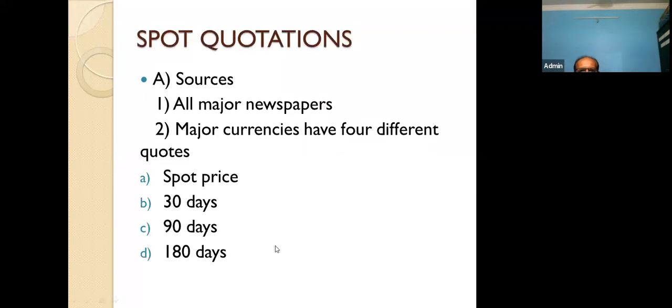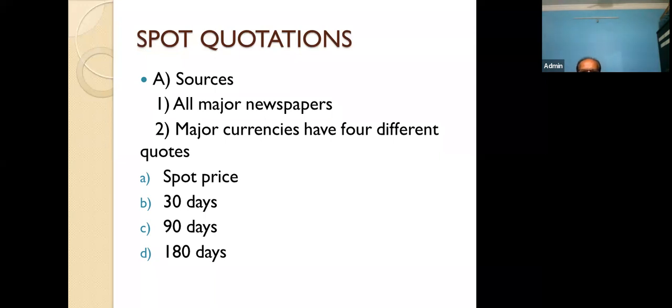Then next slide. Spot quotation. Now what is this spot quotation? For spot quotation, the sources are all major newspapers. If you are talking about India, the major newspapers are Times of India, Financial Express, Economic Times. These are the major newspapers where you get information about the foreign exchange market. Remember, mainly two papers, Times of India and Economic Times, are where you will get the information about foreign currency.